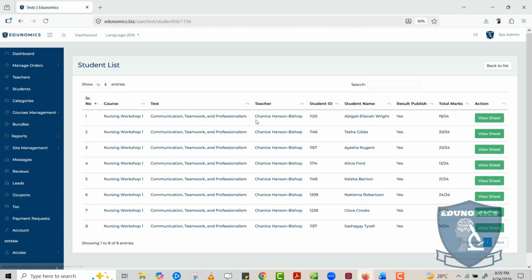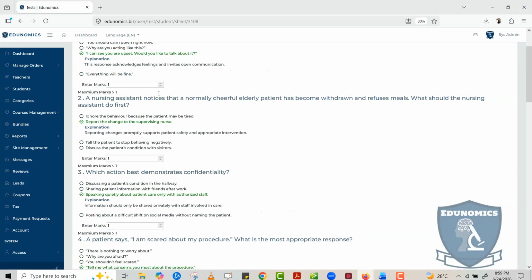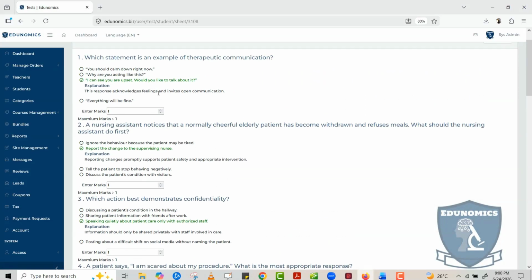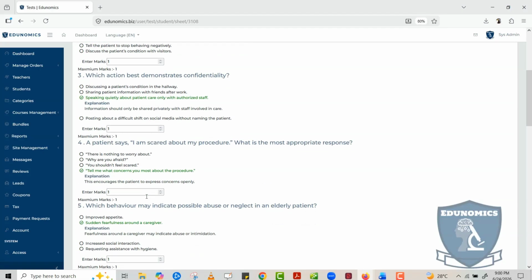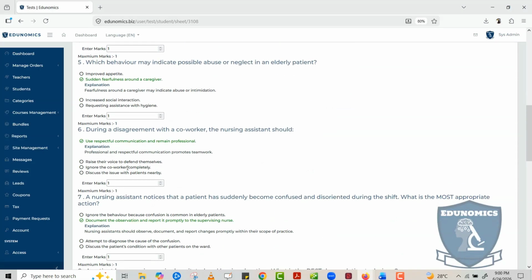As you can see here, we have persons just finishing up the tests and the grades are there for everybody. And we can go in and look through the answers, the explanation that was given, the questions that were done. For instance, during a disagreement with a co-worker, the nursing assistant should use respectful communication and remain professional, not raise their voice to defend themselves or ignore co-worker complaints.